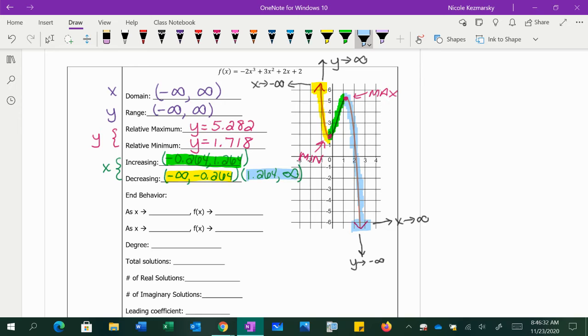With our markings at the beginning, we've actually already done the end behavior, because for the yellow arrow, as x goes to negative infinity, the y values are going to positive infinity. So that's where the arrows, the left arrow and the up arrow, are going from the yellow arrow. And then from the blue arrow, x is headed towards positive infinity, and f of x is headed towards negative infinity.